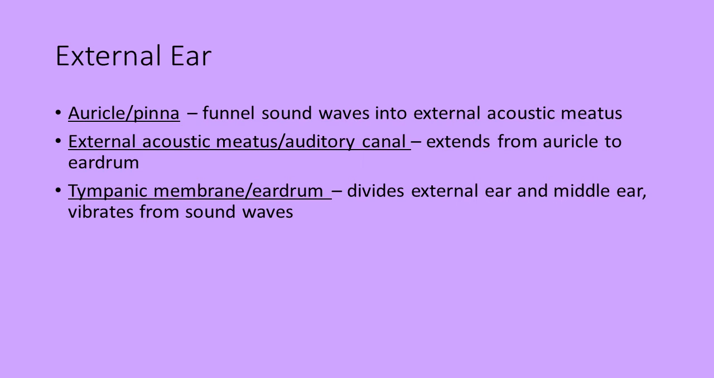With the external ear, there are different components of it. And some of these, as you will notice, have multiple names. We start first with the auricle or the pinna. This is the outer portion of the ear that you see. Its purpose is to funnel all the sound waves into the next component, which is the external acoustic meatus or the auditory canal. That canal goes from the auricle to the eardrum.